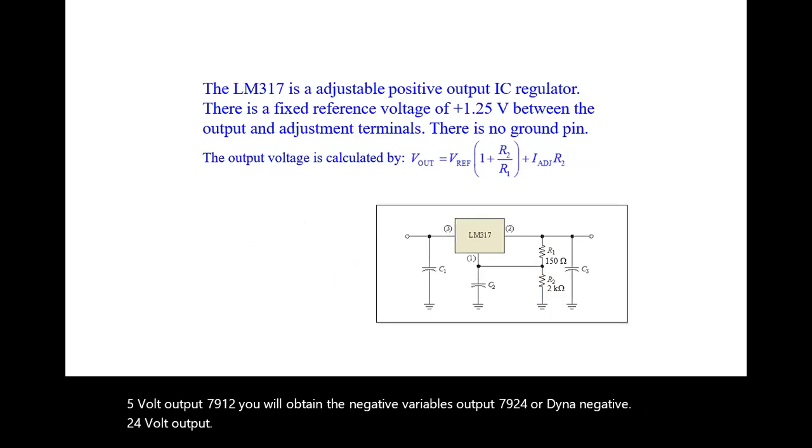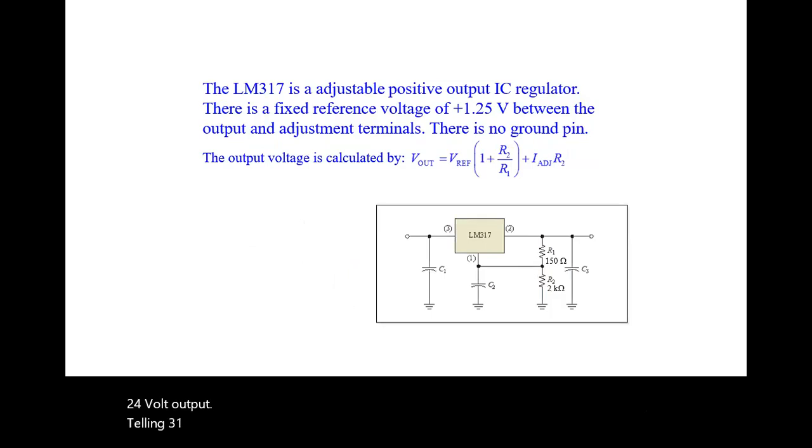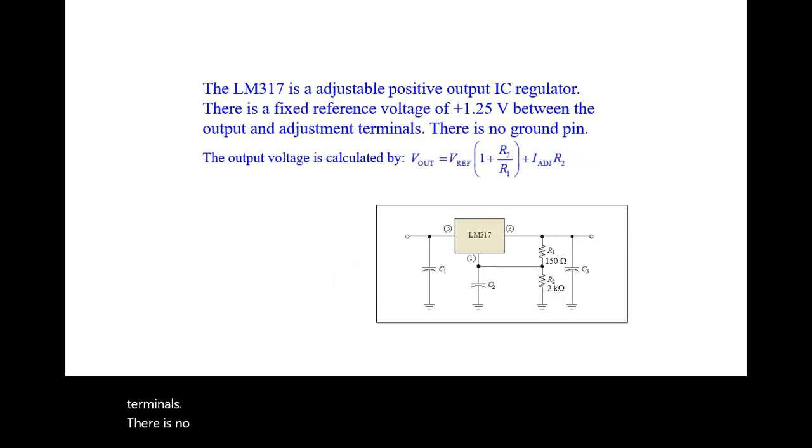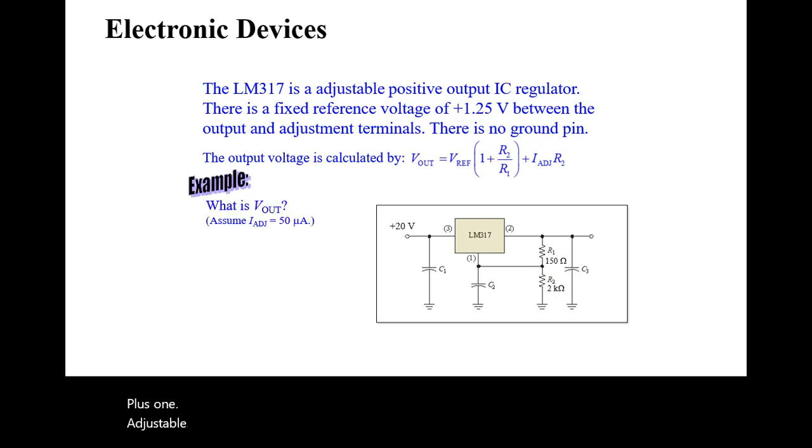The LM317 is an adjustable positive output IC regulator. There's a fixed reference voltage of 1.25 volts between the output and adjustment terminals. There's no ground pin. The output voltage is calculated by Vout equals Vref multiplied by (1 plus R2 divided by R1) plus I_ADJ multiplied by R2.